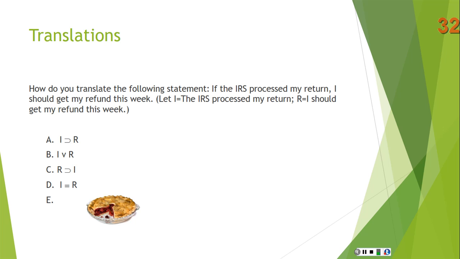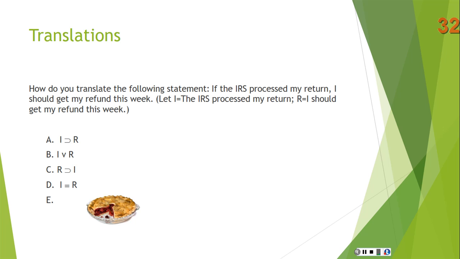And whatever follows the then, in this case the then is implied, whatever follows the then is the consequent. So I should get my refund this week follows the implied then. And the consequent always goes after the horseshoe.